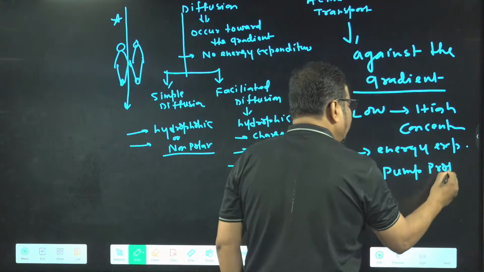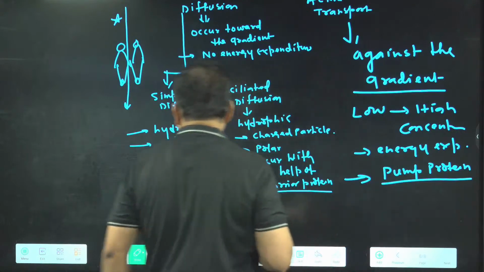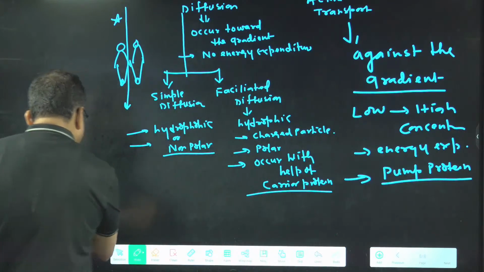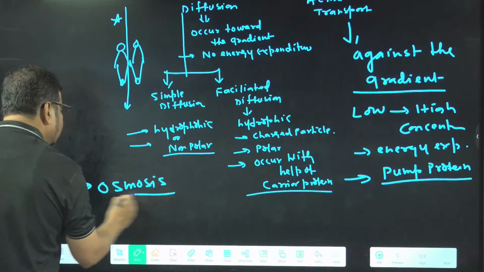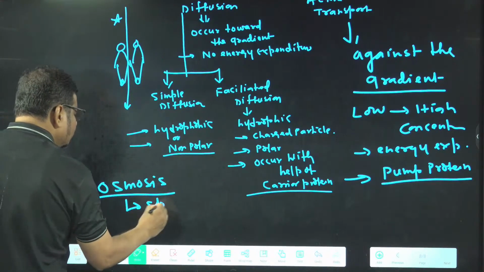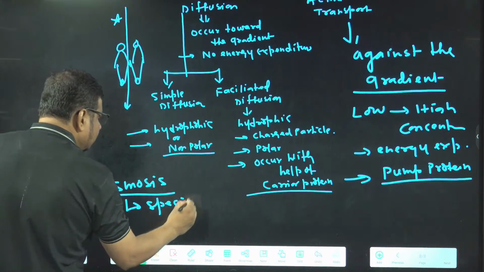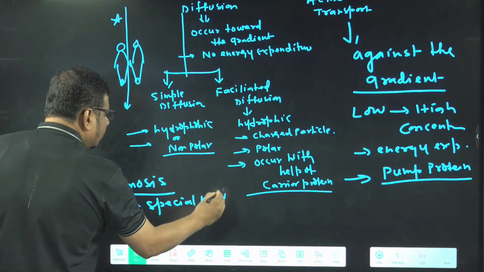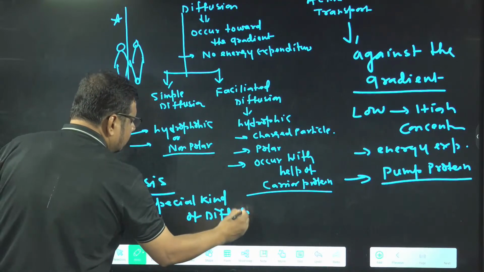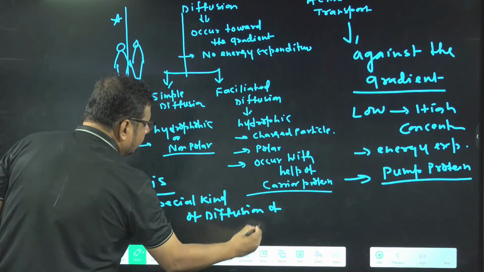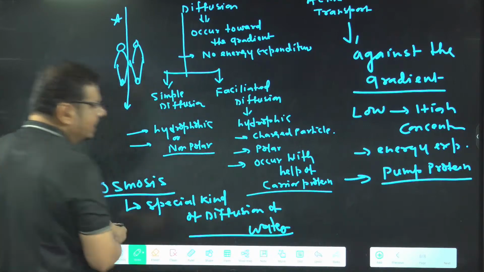Plasma membrane also facilitates osmosis. Osmosis is a special kind of diffusion of solvent. Diffusion of water is called osmosis. You got the idea, isn't it?